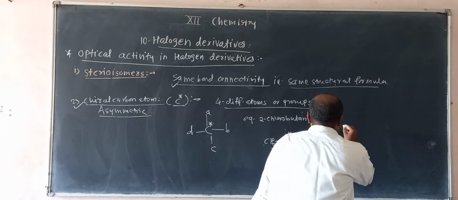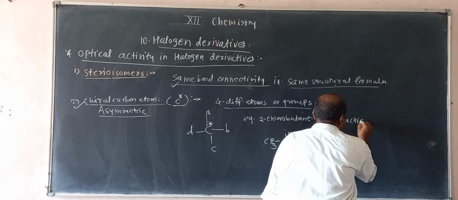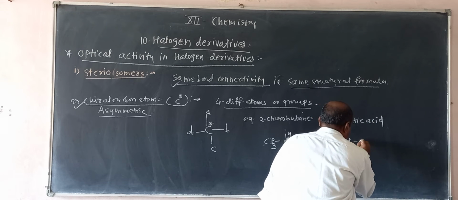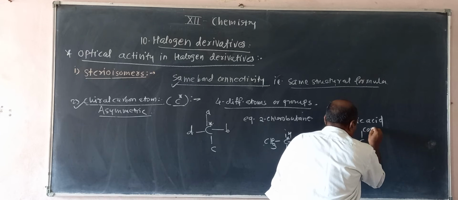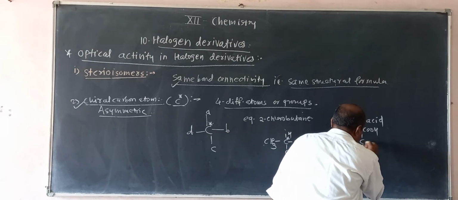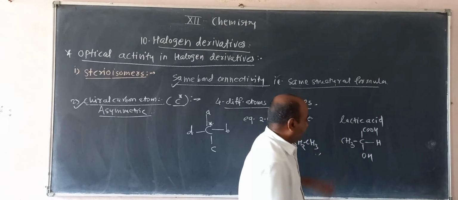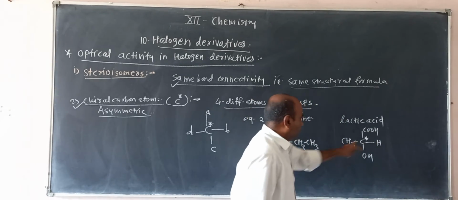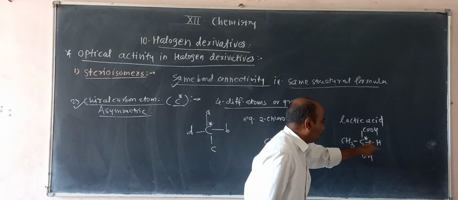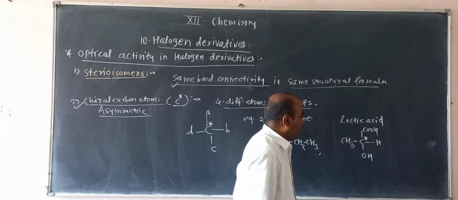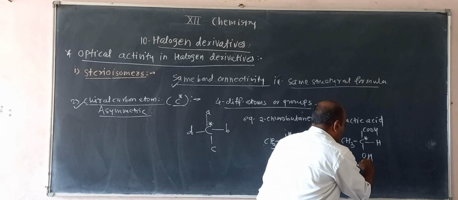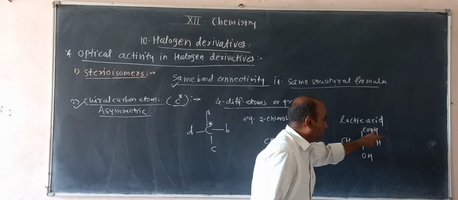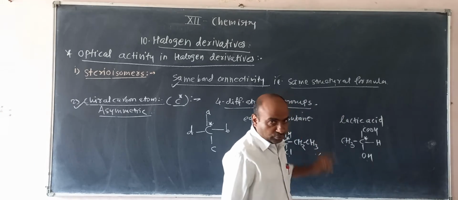Similarly, take another example, lactic acid. Say here CH3, COOH, OH and H. In lactic acid, this carbon atom is the chiral carbon atom because it is attached to 4 different atoms or groups, that is hydrogen, OH group, methyl group as well as the carboxylic group, that is the COOH group, in the lactic acid molecule.